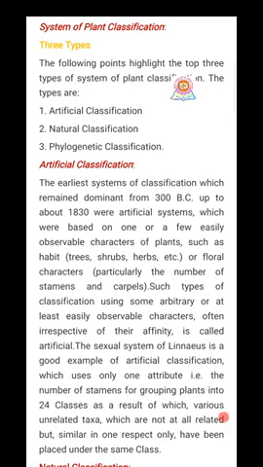Such a type of classification, using some arbitrary or easily observable characters, often irrespective of their affinity, is called artificial classification. Some observable characters are considered, and these characters, often irrespective of their affinity, are known as artificial characters, and a system using these artificial characters is known as artificial classification.